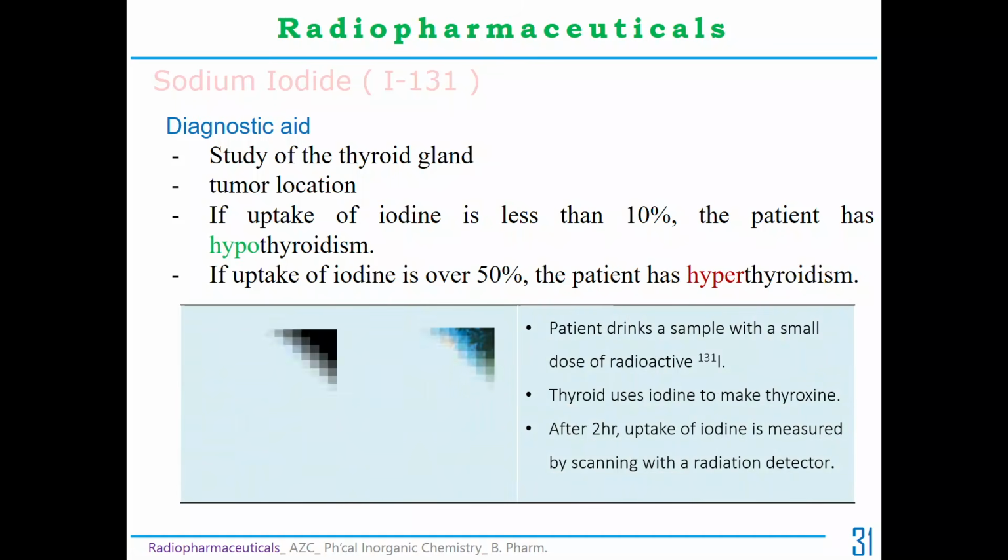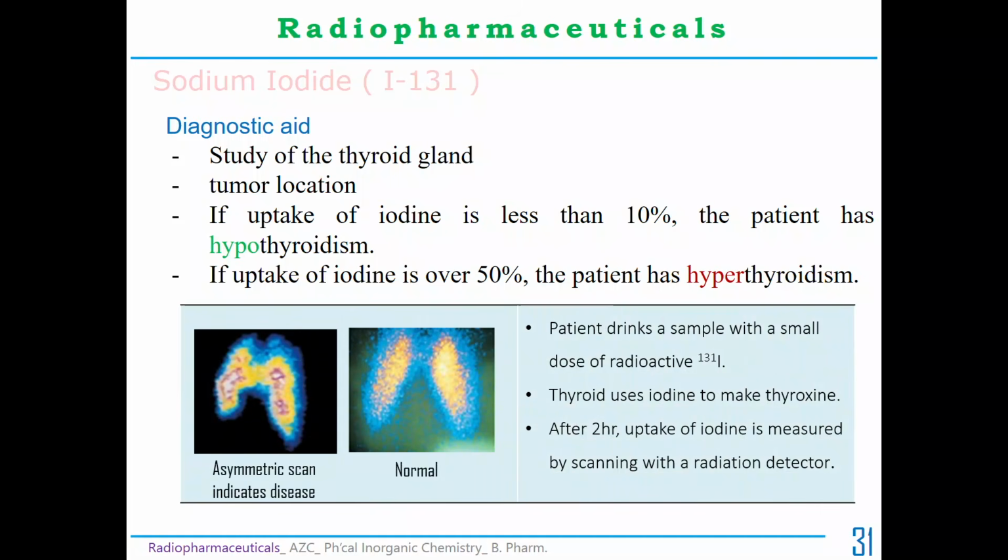Patient drinks a sample with a small dose of radioactive iodine 131. Thyroid uses iodine to make thyroxine. After 2 hours, uptake of iodine is measured by scanning with a radiation detector. Asymmetric scan indicates disease.